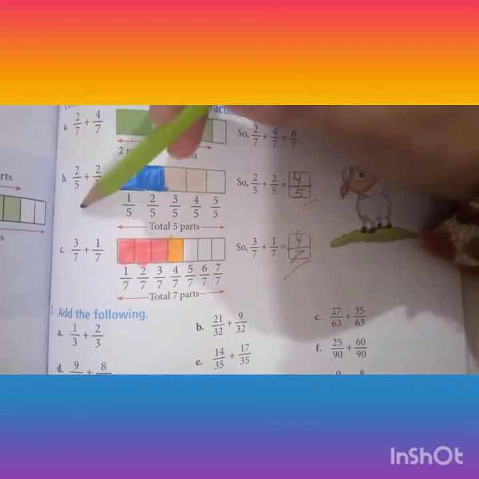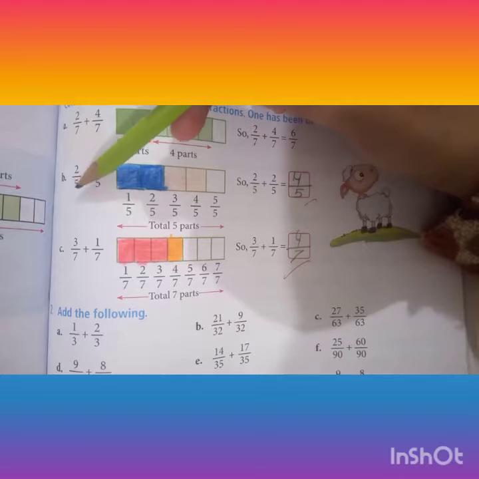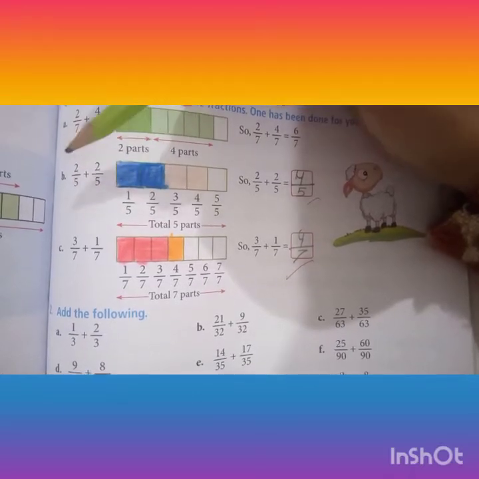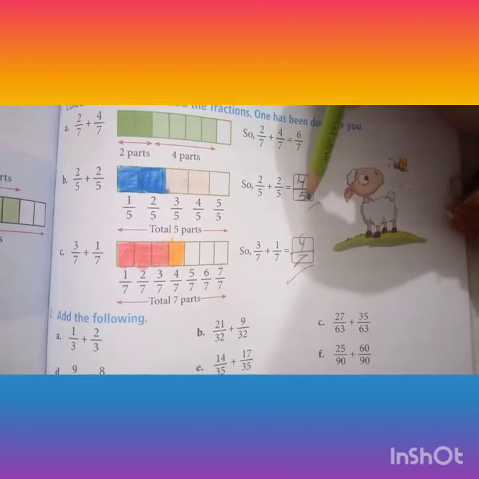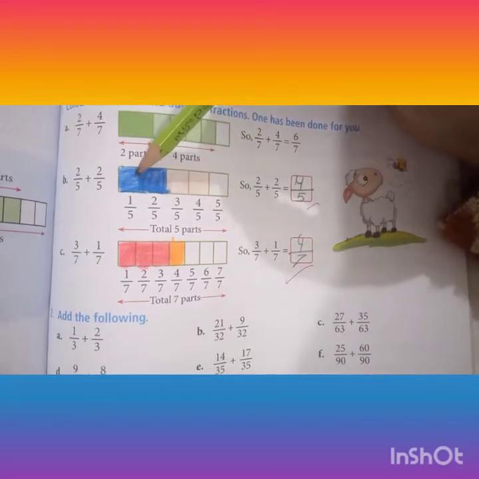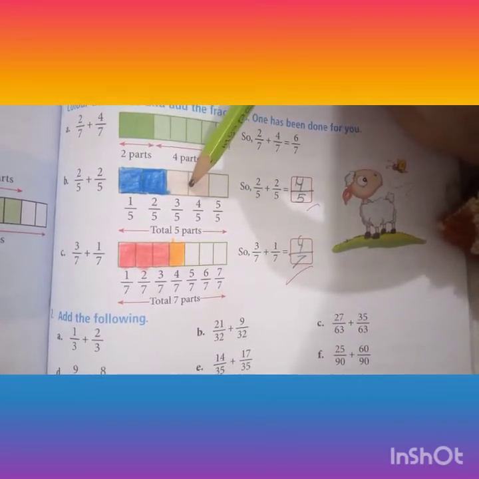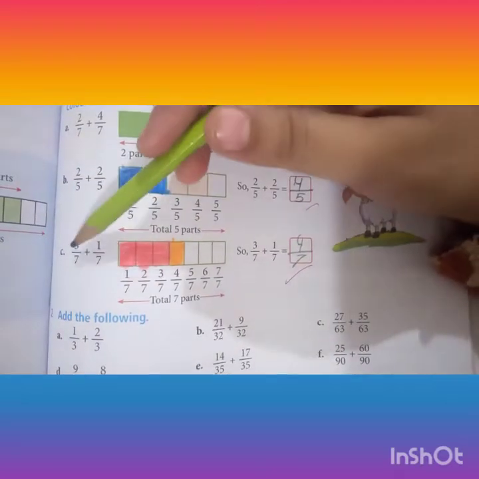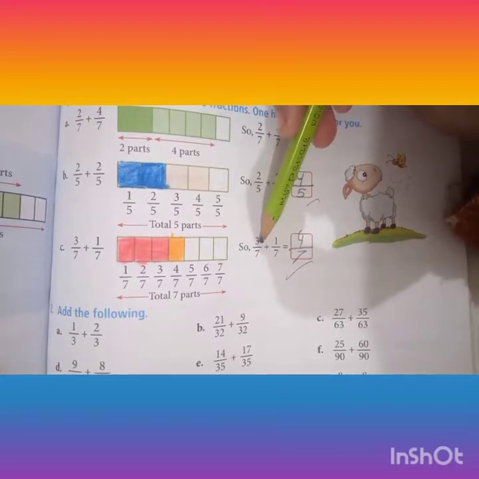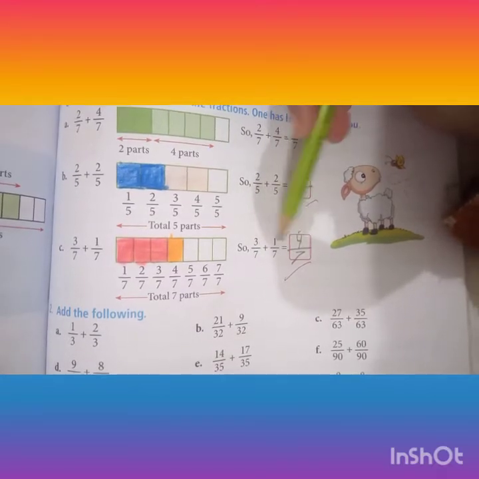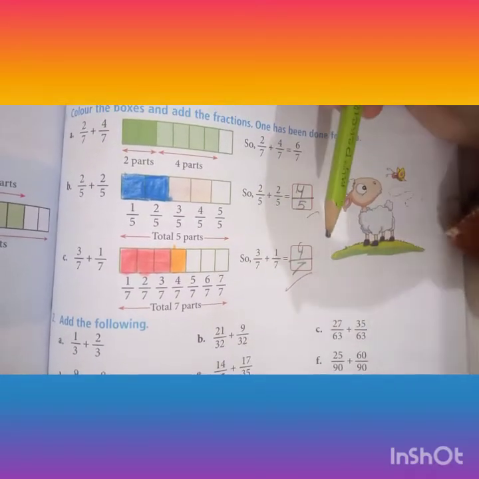Next is 2 upon 5 plus 2 upon 5. We don't add denominators, only fraction values. 2 plus 2 is 4. 4 upon 5. We colored 2 parts with darker colors and another color. C, 3 upon 7 plus 1 upon 7. So we add the numerators. 3 plus 1 is 4 upon 7.